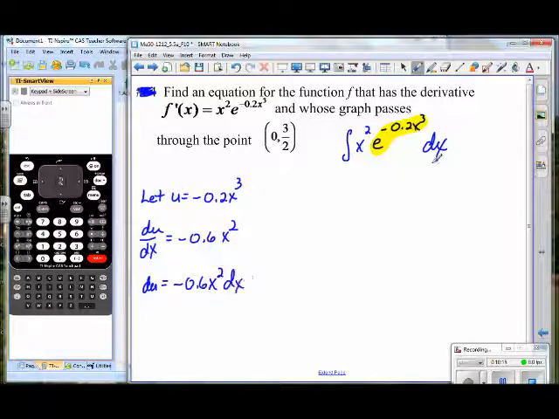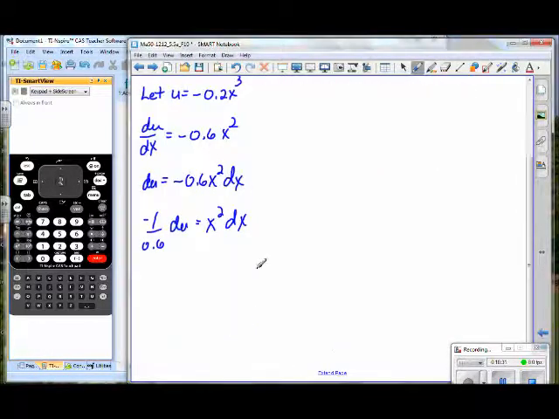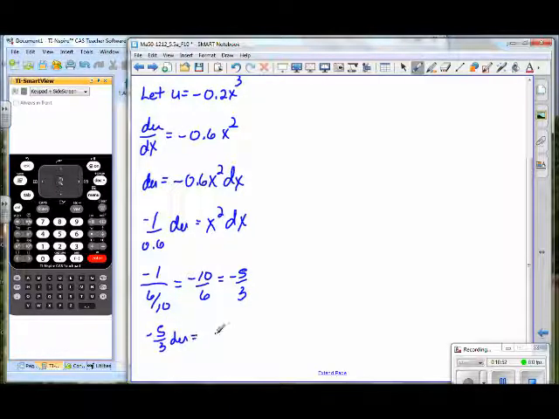I almost have exactly what I want, but I need now to divide by a negative 6/10. And then I will have that exactly. We can clean this up a little bit. This would be the same as negative 1 divided by 6/10. 6/10 is the same thing as the reciprocal, 10/6, which is the same thing as negative 5/3. So we really have negative 5/3 du is the same thing as x squared dx.